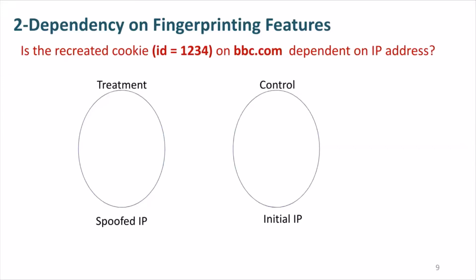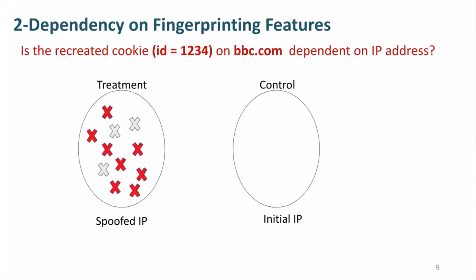We spoofed the IP address so that it pointed to a different location, and we visited the bbc.com website several times. We mark in a red cross the visits where we detect that the value of the cookie 1234 changed. Otherwise, we mark it in a gray cross, and we repeated that several times.